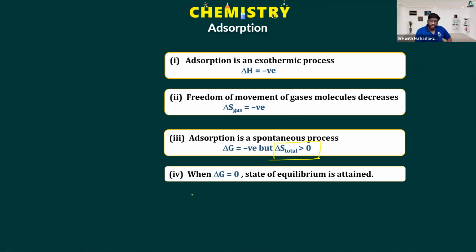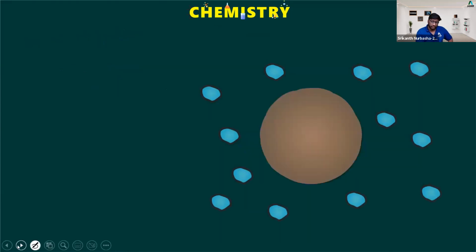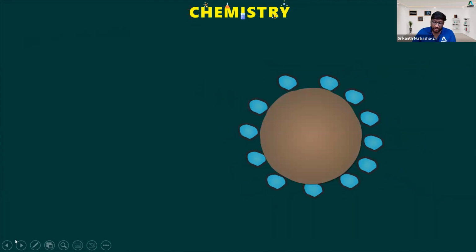When delta G is equal to zero, the state of equilibrium is attained. Delta G is equal to zero at equilibrium, but delta G naught is not equal to 0 at equilibrium. At equilibrium, the only condition is delta G has to be zero, but not delta G naught. Yes or no? So that's the particle. On the surface, you have seen the adsorption.